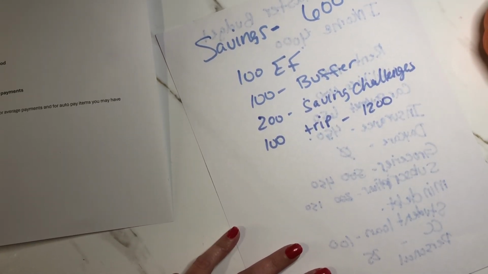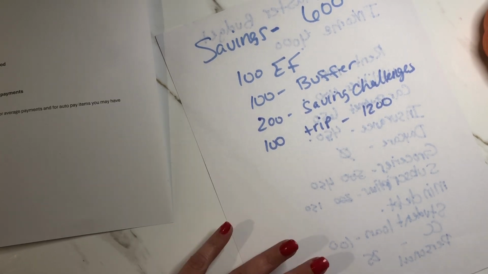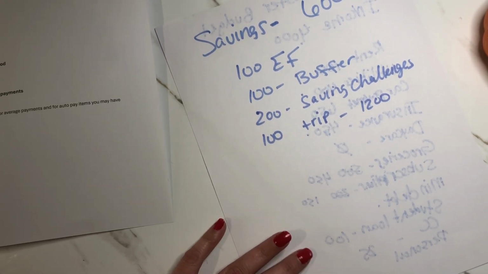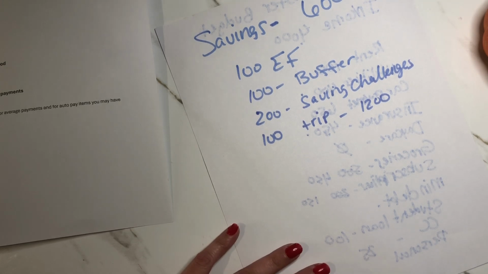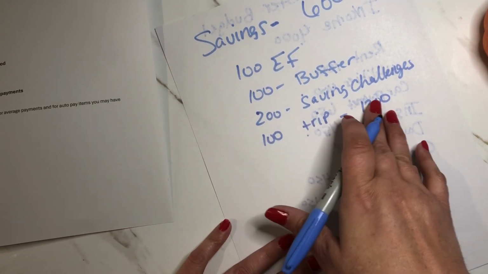Maybe you're going on a weekend cruise with your husband. Maybe you're going on a weekend date night or something with your husband, or taking your kids to an amusement park for the weekend or something. So that is a great way to save every single month.